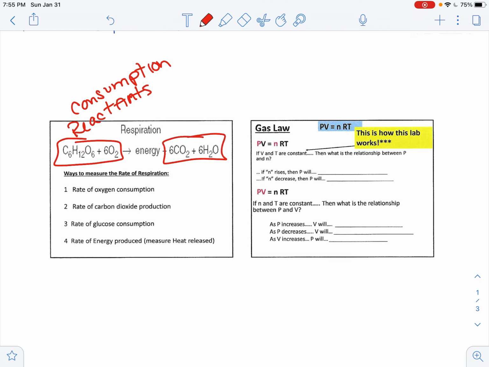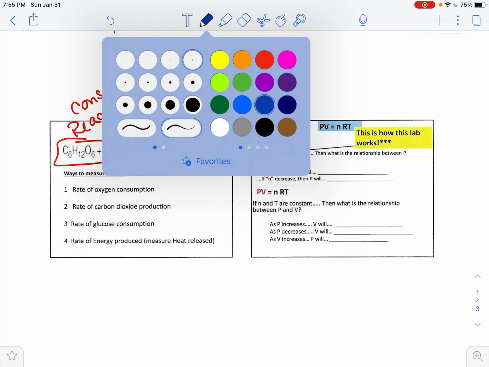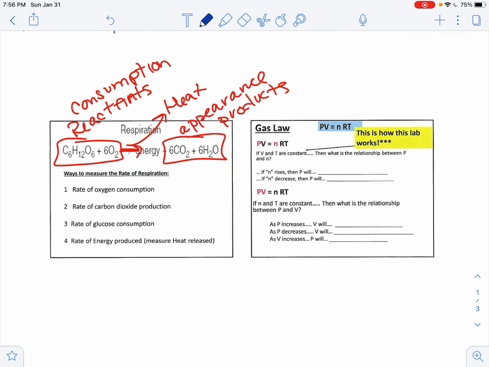Or if you have a way to measure the appearance of products, how fast do the products appear? That would measure the rate of the reaction. Or sometimes, especially if it's an exergonic reaction that's giving off heat, like respiration is, you can sometimes measure heat as a way to tell how much it's going. So the faster this is going, the more heat's released, or the more glucose is consumed, or the more carbon dioxide is produced. So we could measure it in any of these ways. It just depends on what method you have to measure one of those things.